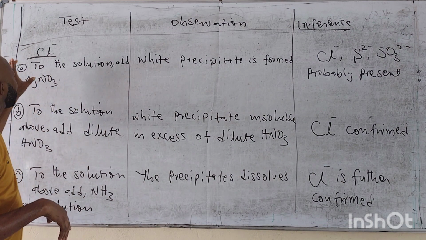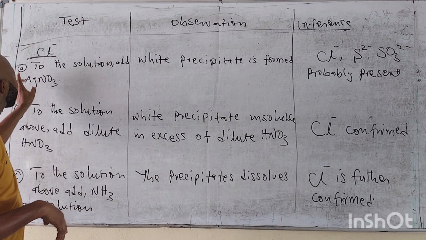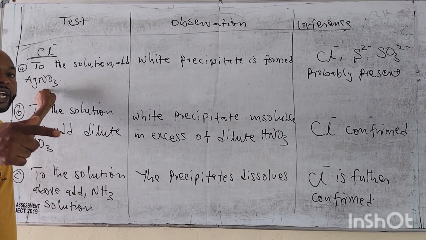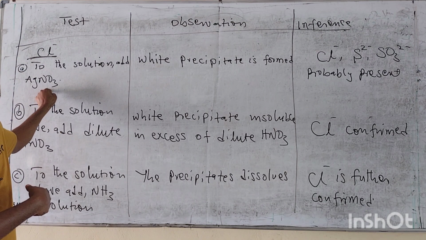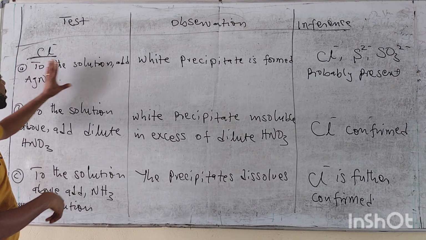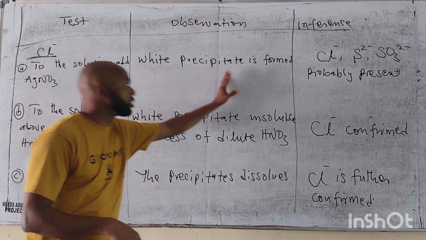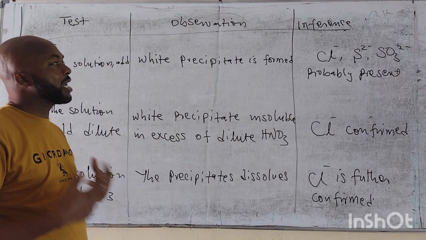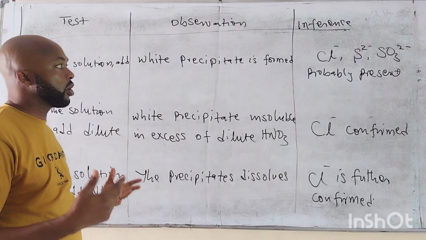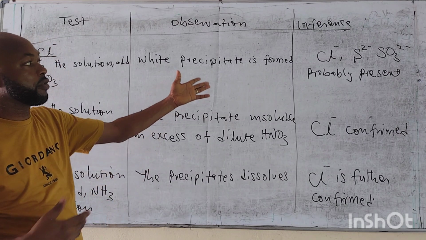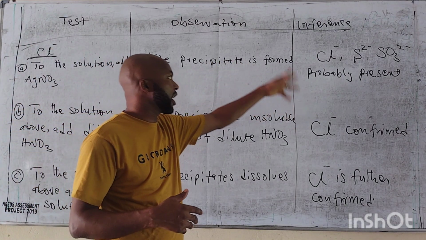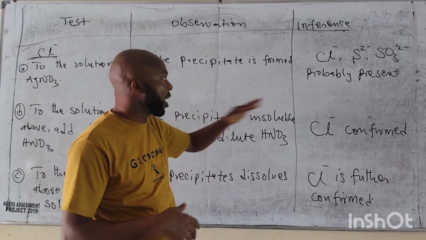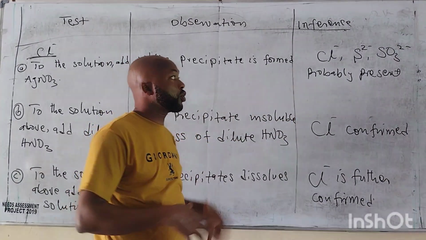When we add silver nitrate to that solution, the silver nitrate as a reagent will react with the chloride anion, not with that of sodium. So when it reacts, a white precipitate will be formed. When you see a white precipitate, what are the probable inferences or other ions that could give us white? We have the chloride anion, the sulfide, and SO3. All these give us a white precipitate. We say they are probably present, but we don't know which one.